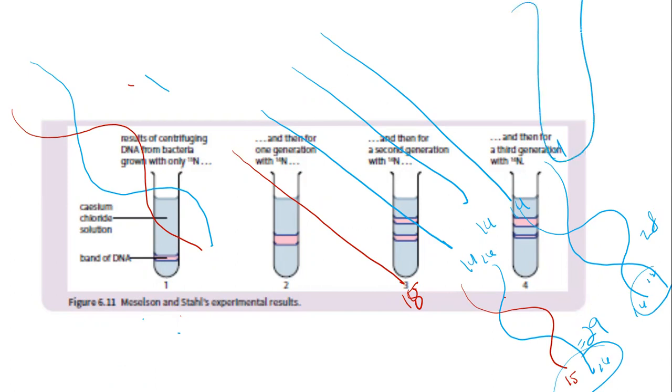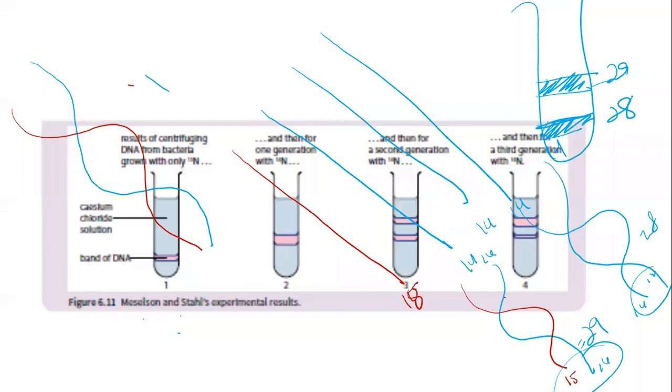When you're doing the second replication, you will end up getting one band that will be medium in weight. That will be because of your 29, this one. And then you will end up getting one band that is going to be your 28. Then they kept on repeating it and kept on looking at the band. This is the result they were getting, and they concluded that semi-conservative replication will explain the bands we are getting.